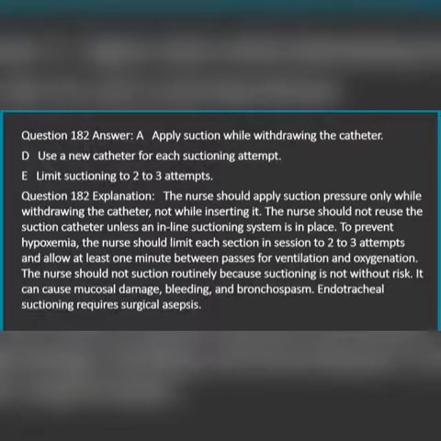Question 182. Answer: A. Apply suction while withdrawing the catheter. D. Use a new catheter for each suctioning attempt. E. Limit suctioning to 2 to 3 attempts.